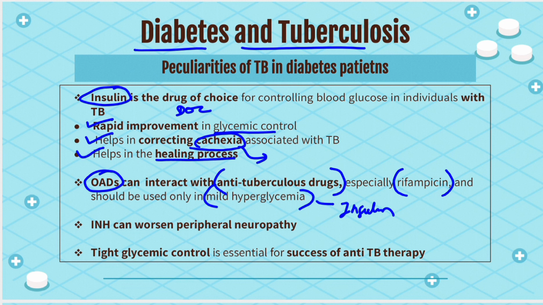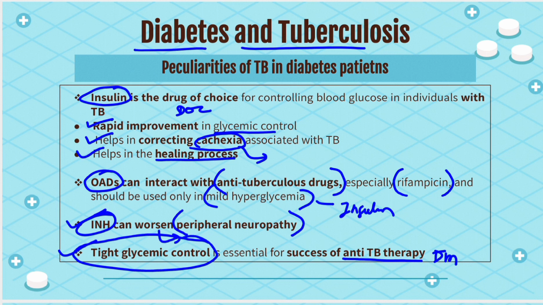As we know, isoniazid, which is an anti-tuberculosis drug, can cause peripheral neuropathy as well as worsen the peripheral neuropathy. For success of anti-tubercular therapy in any patient with diabetes, tight glycemic control is a must requirement.